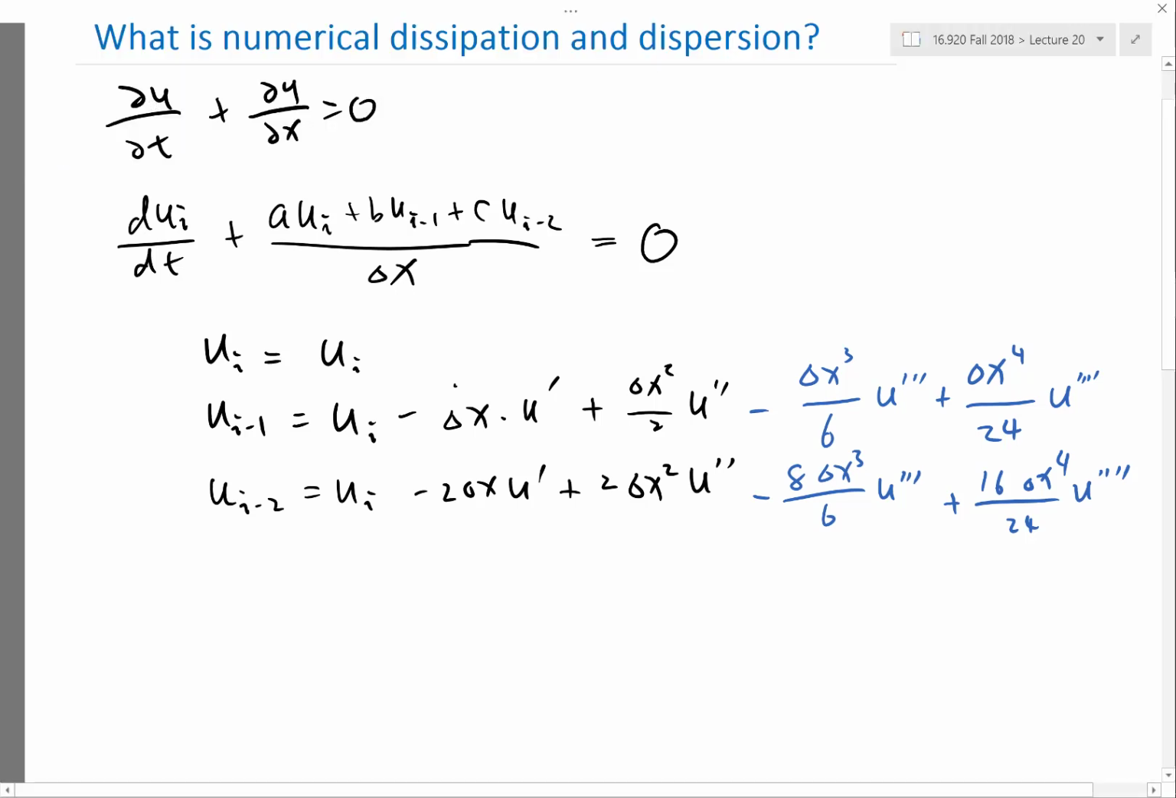The scheme is basically multiplying a on top of this, b on this, and c on this, and trying to cancel this term, and we should get 1 over delta x here, and we should get 0 over here, right? So let's plug this system into MATLAB and figure out what a, b, and c are.